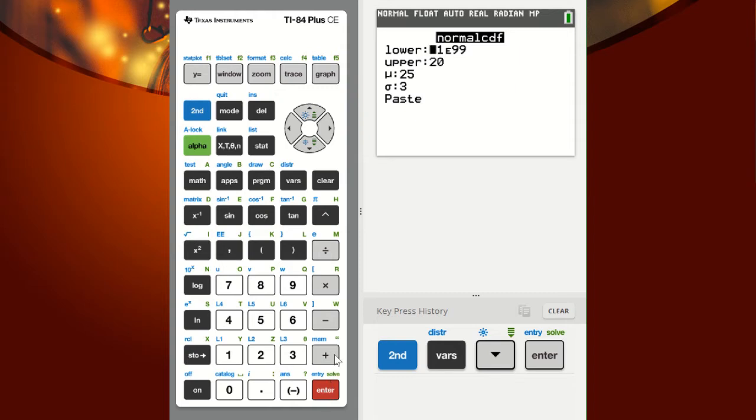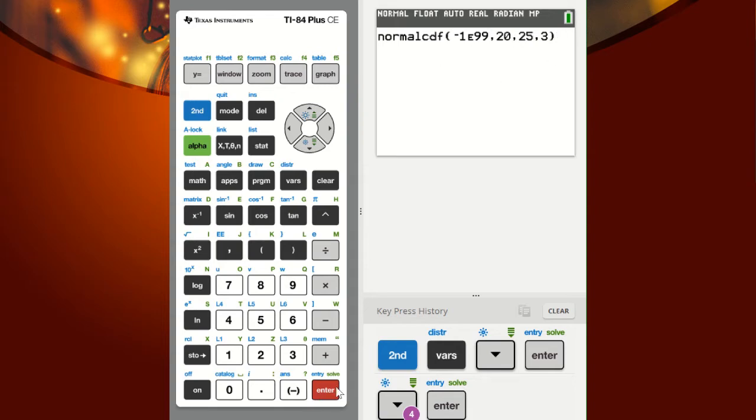Let's do the one that we did with gerbils, looking at what gerbils weigh less than 20 grams. They have this defaulted here to -1 times 10 to the 99th. As long as it's a negative number with a 1 and a lot of zeros, that's fine. So that's my lower. My upper is 20. My mean is 25. My standard deviation is 3. And then I'm going to hit paste, and paste puts it on my home screen. Then I hit enter, and it gives me the percentile, which is 0.477.